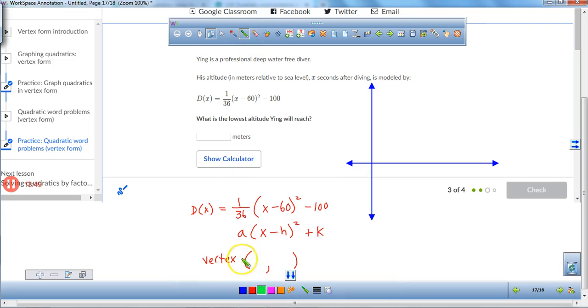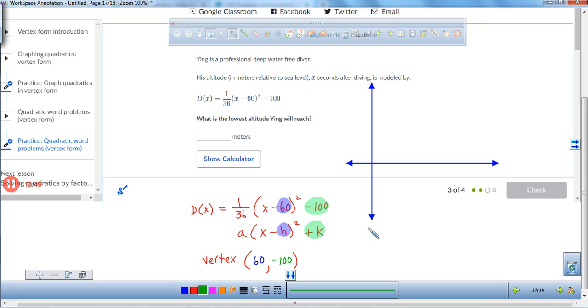Hopefully you can clearly see that right here it says x minus 60, that says x minus h, so the x value of our vertex is the number 60. And the k value of our vertex is negative 100. Now, what does that mean? That means that if we drew this graph, we would have to draw a graph that goes way down here because it's going below, and then it'll go back up.